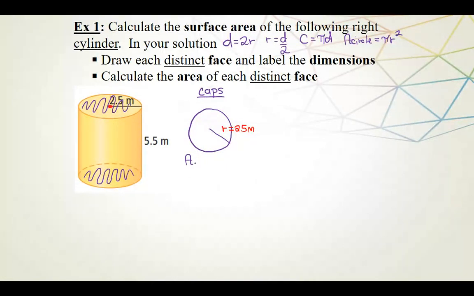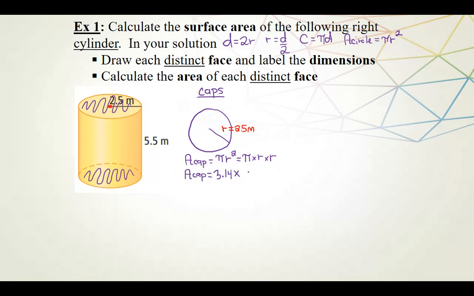Okay, so we've got A cap is equal to pi times r squared. And again, r squared just means repeated multiplication of the r. So that's going to be pi times r times r. The area of the cap would then be equal to, we're going to use the value of 3.14 for pi. If you use the pi button in your calculator, it's going to get something a little bit different.